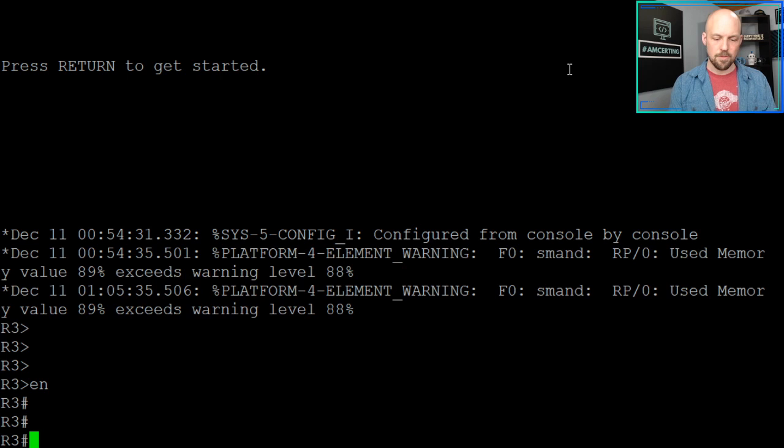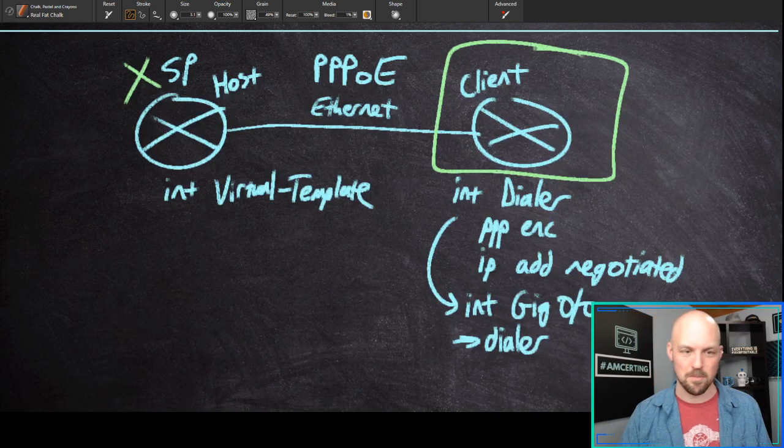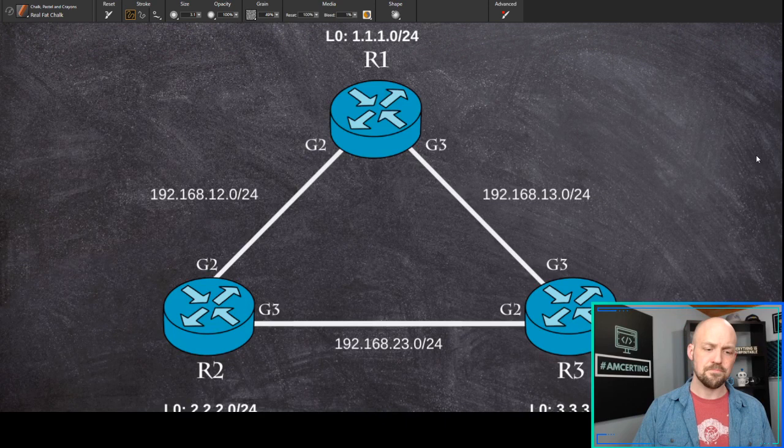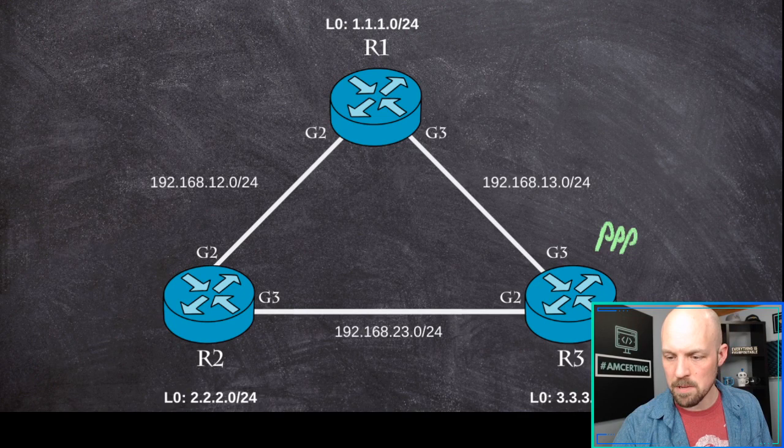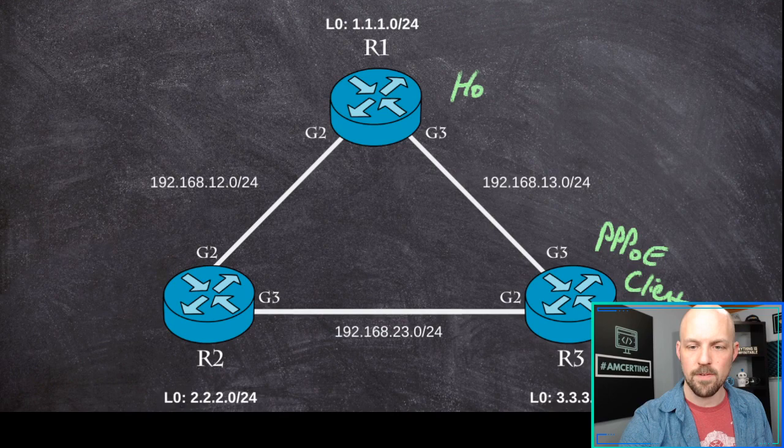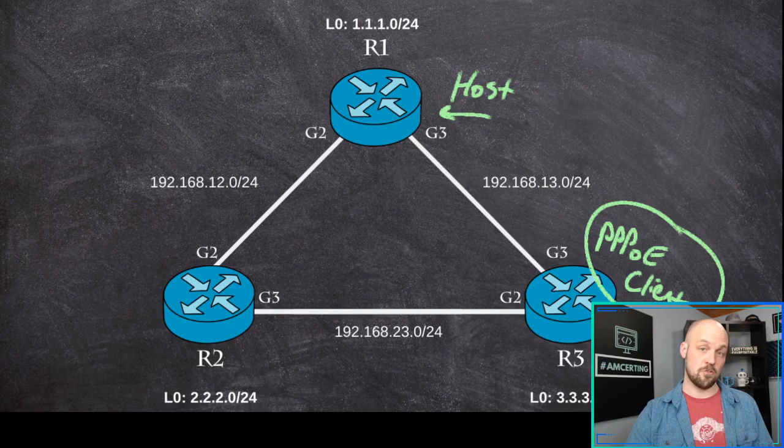On router three, I actually forgot to show the topology. Let me just show you the topology real quick. For those who weren't here last week, this will be good, because we're using the same topology that we used last week. So we have these three routers. What we're going to do is turn this into the PPP over Ethernet client. I already have the host configuration on router one, and we just need to apply the configuration that Cisco wants us to know to router three. And that'll bring it up on this subnet.